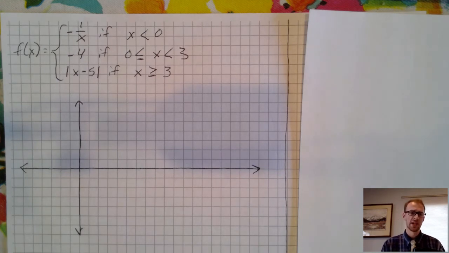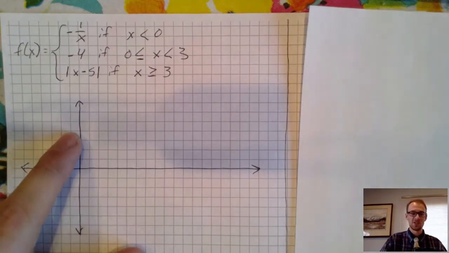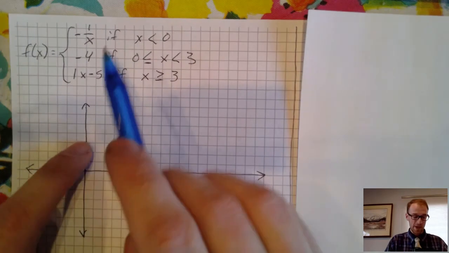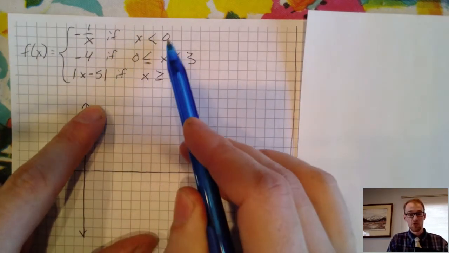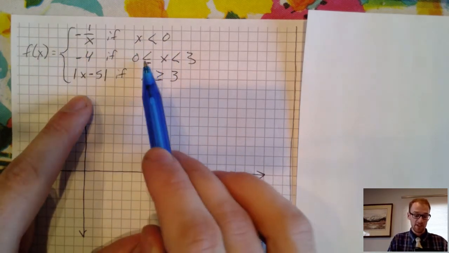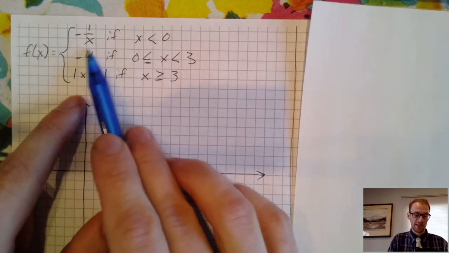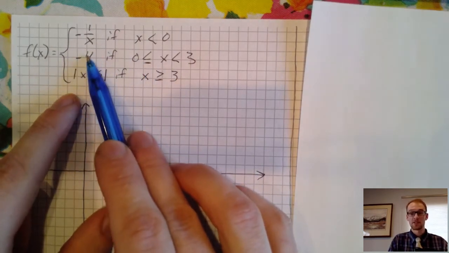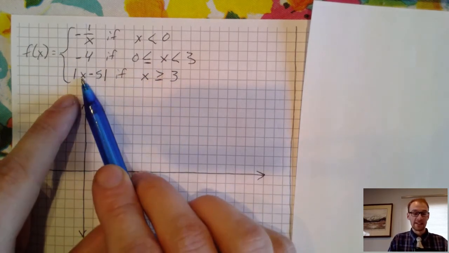Let's get into it. We have a piecewise function here. This function is really just three functions packed into one. You've seen these before. Here's how it works. For values of x that make this statement true, plug those into this and graph them. For values of x that make this statement true, plug those into this and graph them. Well, you can't really plug it in there because there's no x. That's just a constant function, right? For values of x that make this true, plug them into that and graph them.